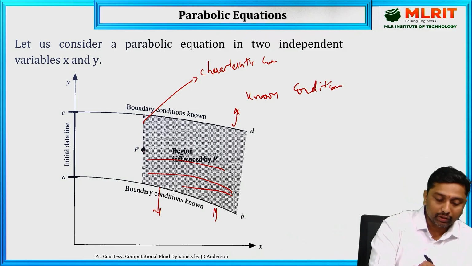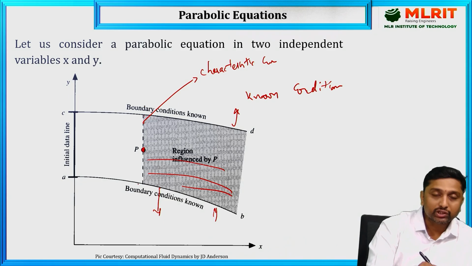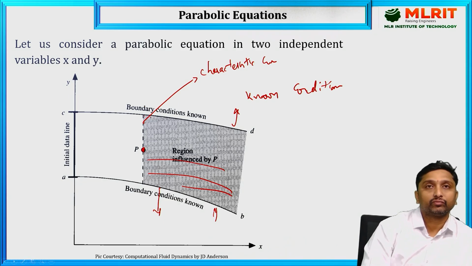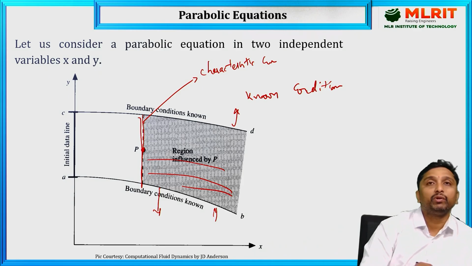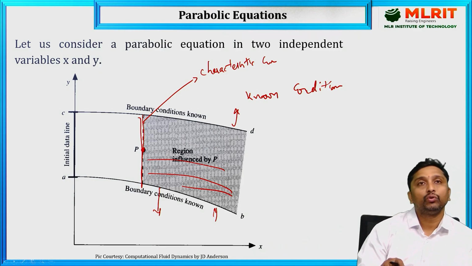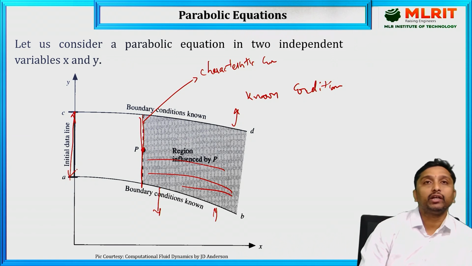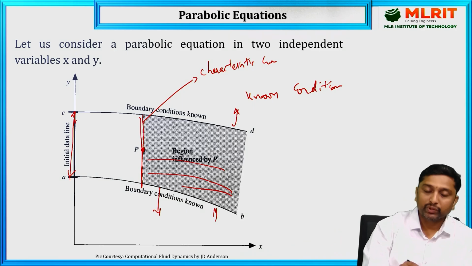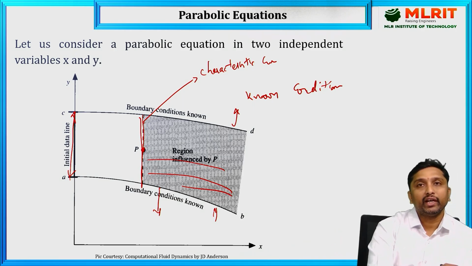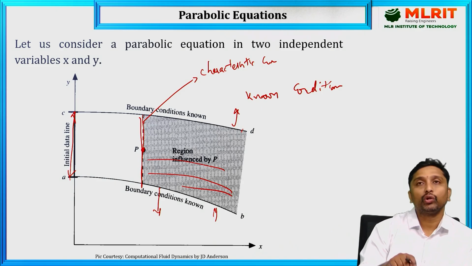The point P will be influencing the total boundary above this region. This characteristic curve is going to join the complete boundary conditions which are already known to you. A and C represent the initial data line from where the flow is initiated, or the properties are already known to you. C and D represent the upper boundary condition. A and B represent the lower boundary condition. These are always known conditions for us.